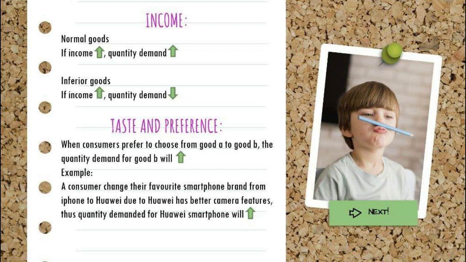For instance, when consumers prefer to choose good B over good A for a few reasons, the quantity demanded for the new good will automatically increase. For example, a consumer changed their favorite smartphone brand from iPhone to Huawei because Huawei has better camera features. Thus, quantity demanded for Huawei smartphones will increase.